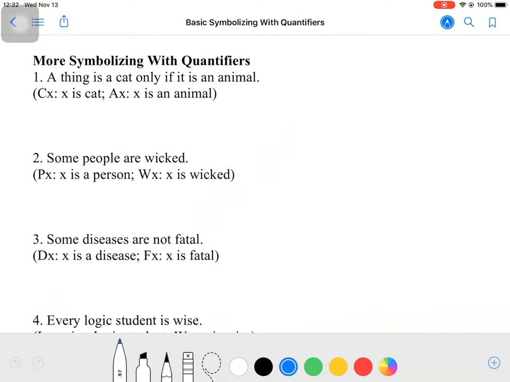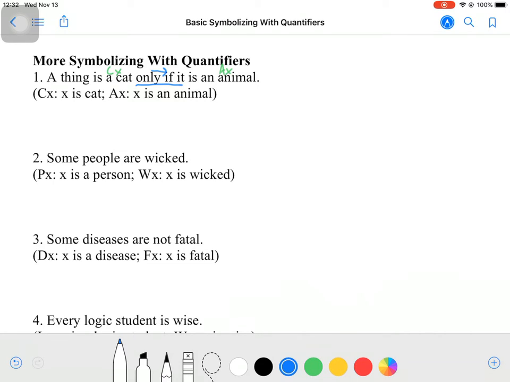So let's take a look at this sentence. A thing is a cat only if it is an animal. The first thing that we want to do is identify any type of operators that we have, and it's worth noting that we have an only if statement. Only if means that we're going to have some type of arrow, and it's going to be an arrow that goes in that direction, because only if does not equal if. Then we can label our pieces. We're talking about cats, the category of cat, and the category of animal.